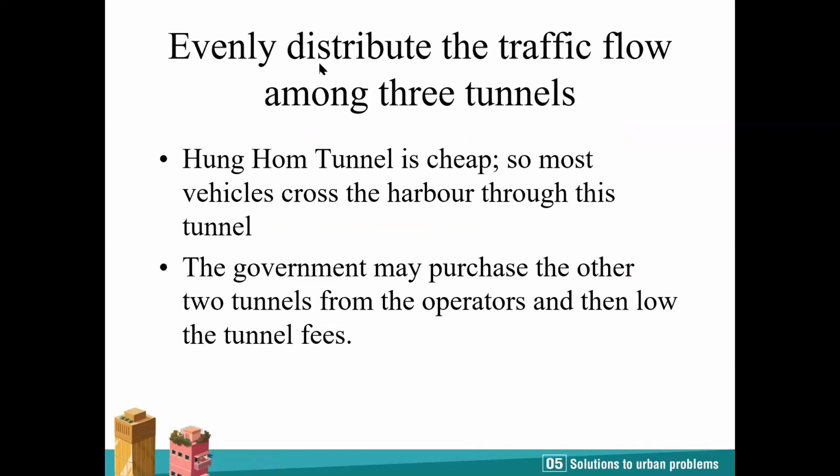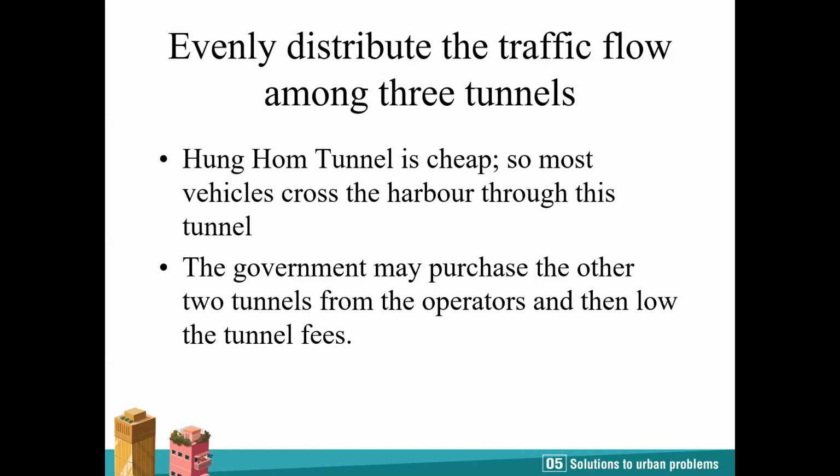Another way is to evenly distribute traffic flow along 3 tunnels. Now, at present, Hong Kong Tunnel is very cheap, but the other 2 cross-harbor tunnels are more expensive. As a result, many drivers only use the Hong Kong Harbor Tunnel to reduce the cost. And because of this, there is heavy traffic congestion at the entrance of Hong Kong Harbor Tunnel all the time.